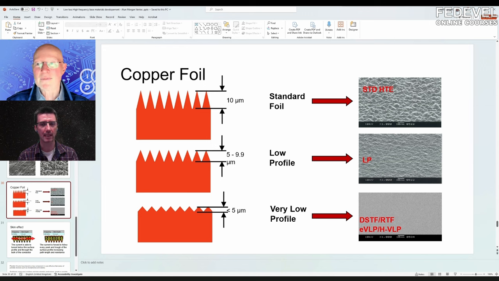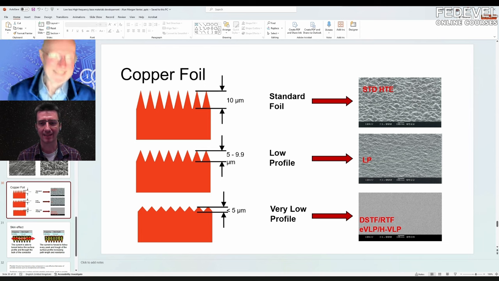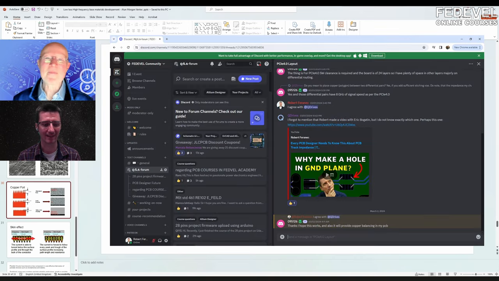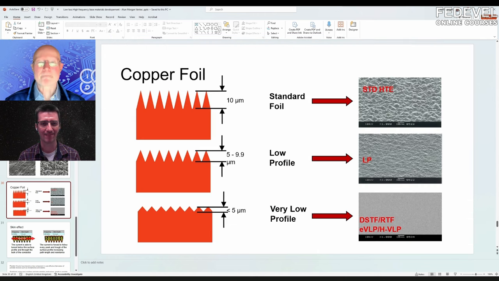Yeah, but I don't want to scare many people, because sometimes I see on forums or on our Discord people saying, I'm designing a microcontroller board, what kind of materials do I have to use? And I'm like, okay, maybe you don't really need to worry about this.